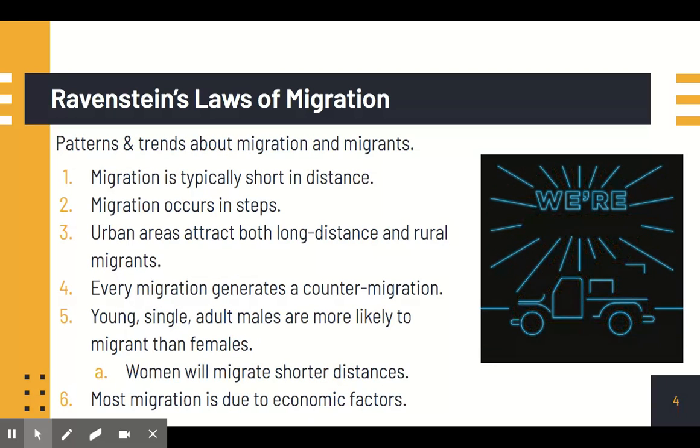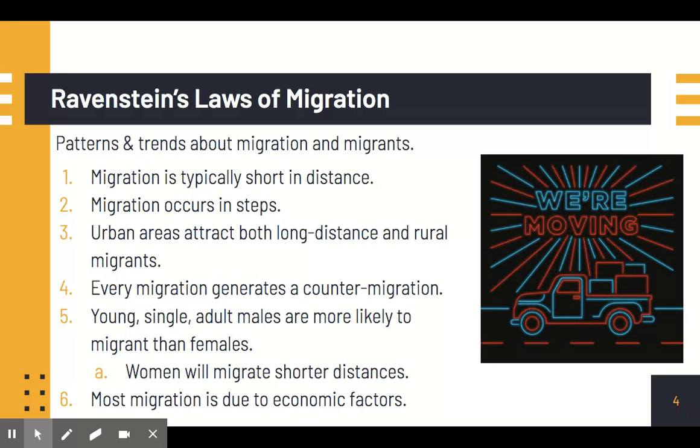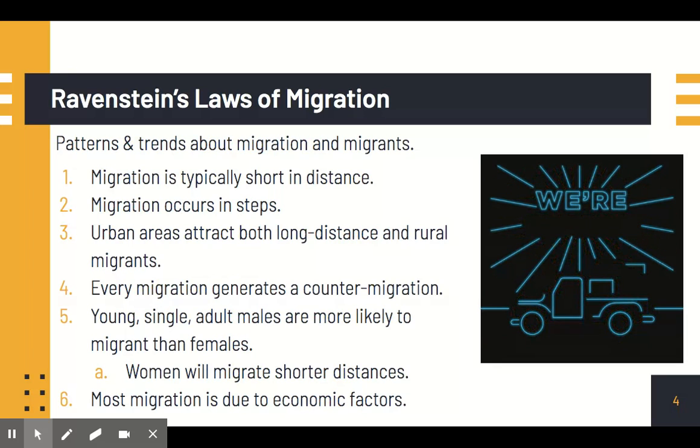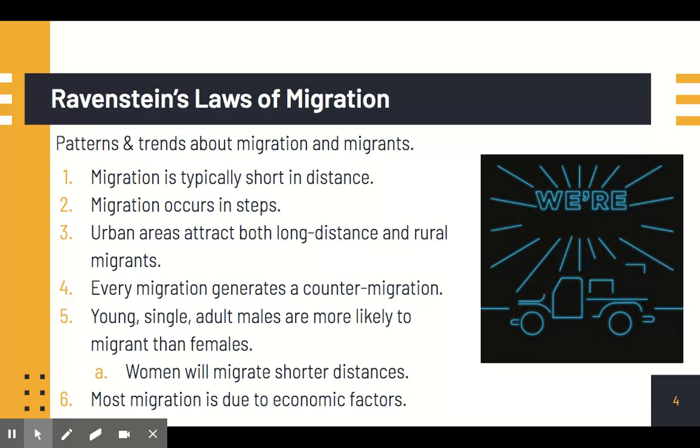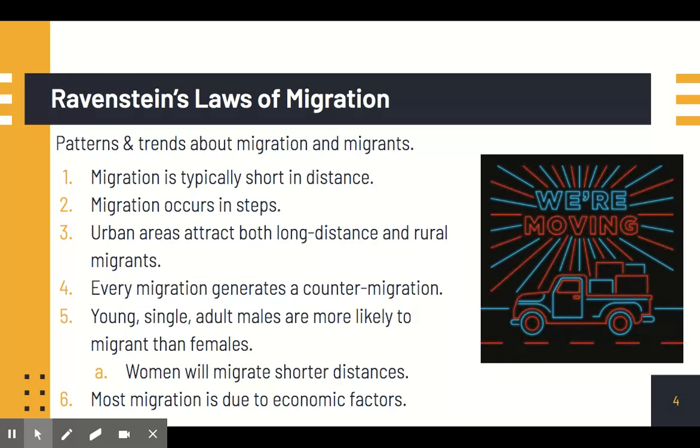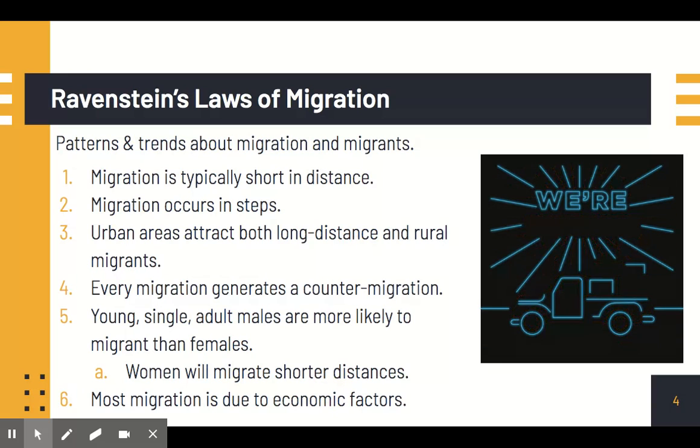Number two, a lot of times migration occurs in steps. You might move from one place to the next, especially when we're looking at anything that's related to forced migration. It usually isn't a neat and easy and clean process. Number three, urban areas attract both long distance and rural migrants.